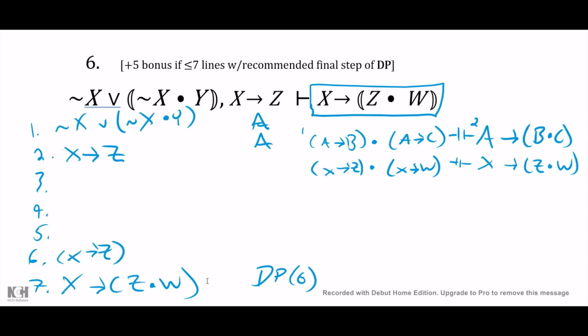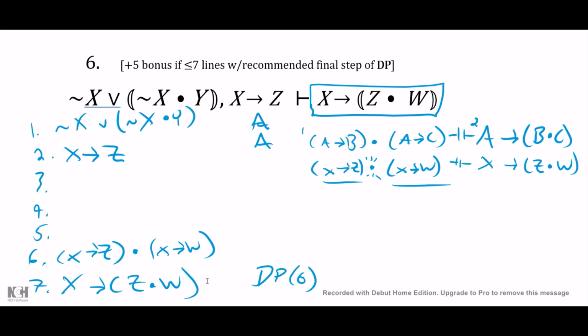Okay, dispersion on that line. So this together here is probably going to be an and in, but it could be something else. So I don't want to jump the gun just yet, so to speak. But let's think about this now. In order to get this, if I were going to get it with an and in, what 2 things would I need? I'd need X arrow Z and X arrow W.